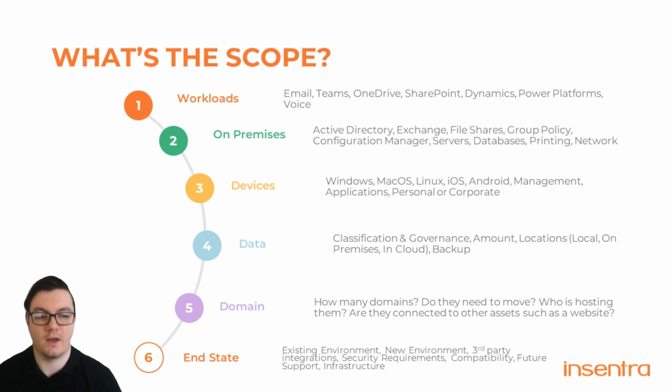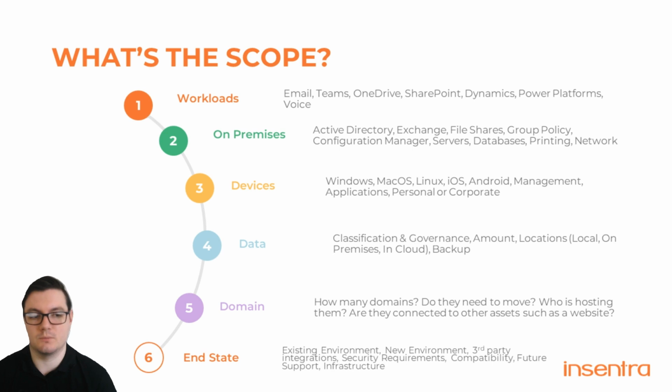We will also then ask, do you have any infrastructure on premises? So if you do have Active Directory, an Exchange server, any file shares, do you utilize group policy? Do you use configuration manager? Do you have servers? Do you have databases like SQL? What's your approach to printing? And what does your network infrastructure look like? That gives us a really good picture of what you currently have, and then helps us inform our approach and what you want the end state to be.